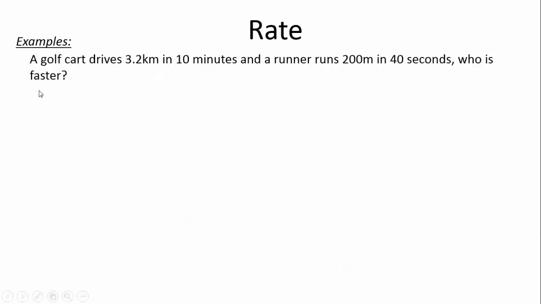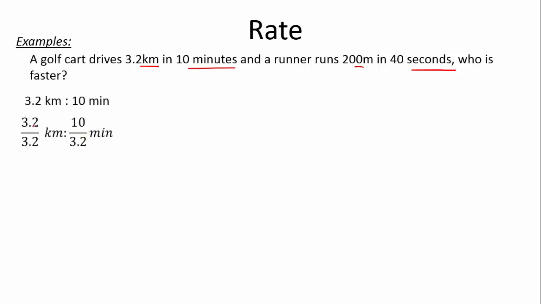Okay, let's look at this example to better understand this. A golf cart drives 3.2 kilometers in 10 minutes, and a runner runs 200 meters in 40 seconds. Who is faster? So we're using kilometers and meters and minutes and seconds. What do we know about rate? We have to get them to the same unit type. So we say 3.2 kilometers to 10 minutes.